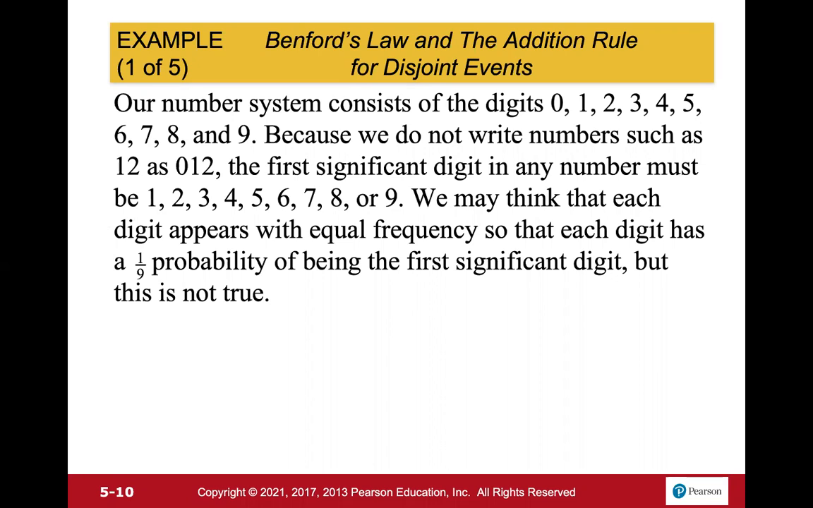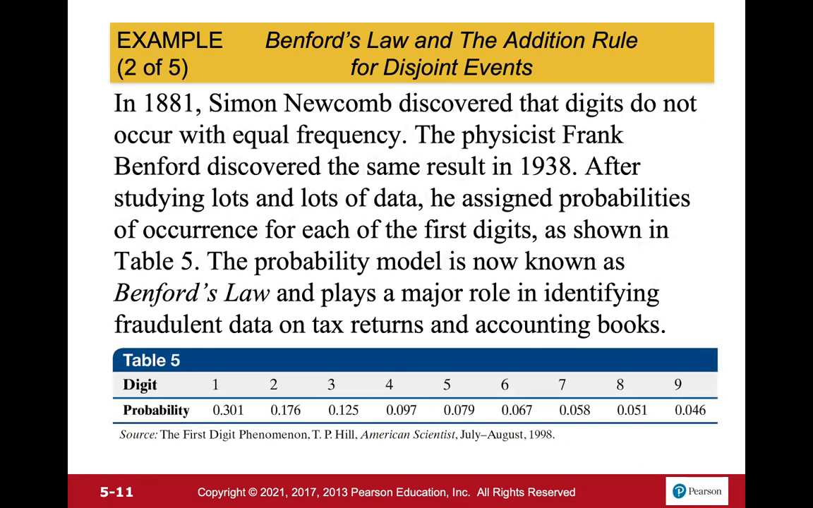So we may think that each digit appears with equal frequency, so that each digit has a probability of 1 out of 9 of being the first significant digit, but this isn't true. Looking at this here, we have our digits 1 through 9 and their probabilities of appearing in a number. This could be any number. It could be a phone number, it could be a serial number. So this is all of that data wrapped into one.